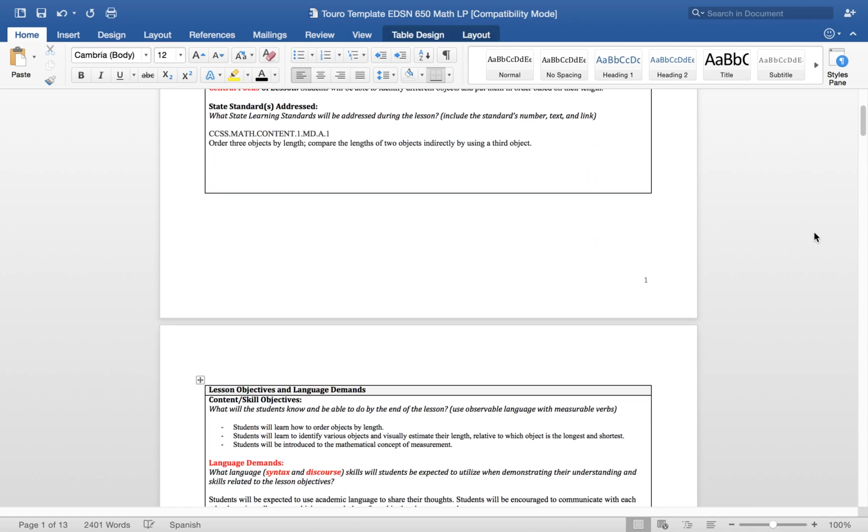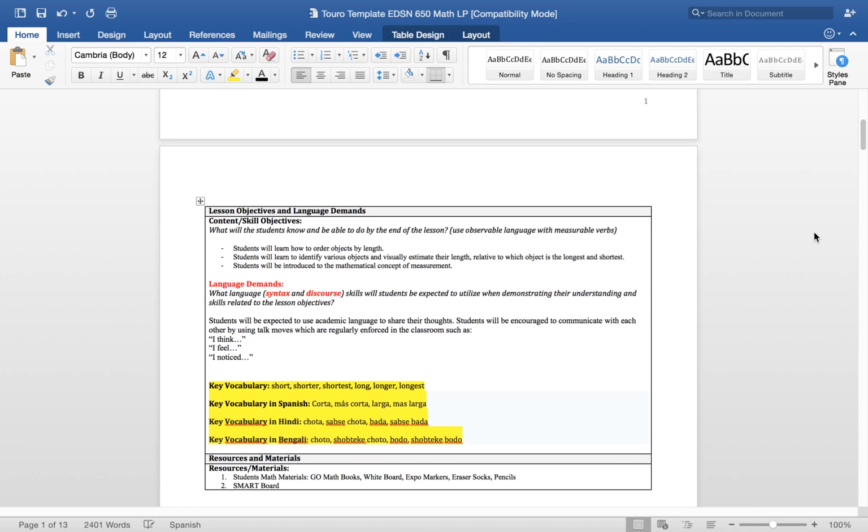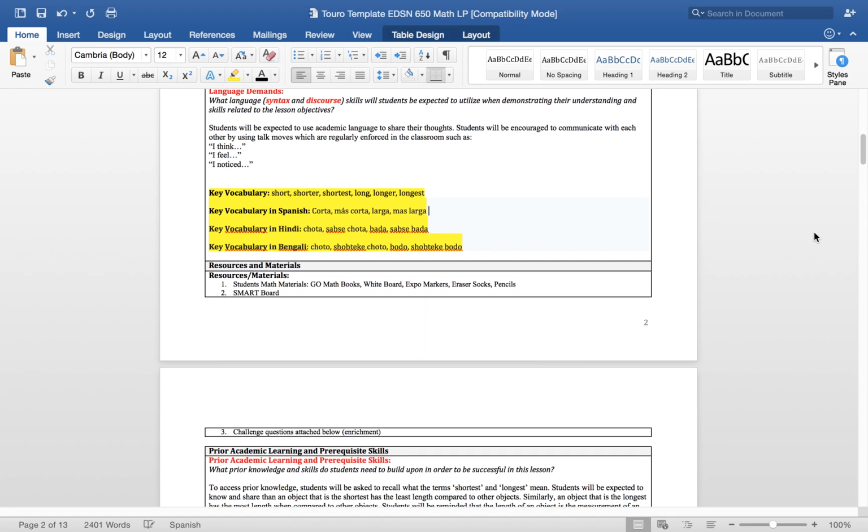The very first revision that I made to this lesson plan is to incorporate vocabulary words that are familiar to students that are ELL learners in their own language. So I thought it was very important to introduce the words short, shorter, shortest, long, longer, and longest in their respective languages because learning a new concept is challenging enough, but when you have to learn a new vocabulary as well, it always helps to have an idea of what it means in your native language.